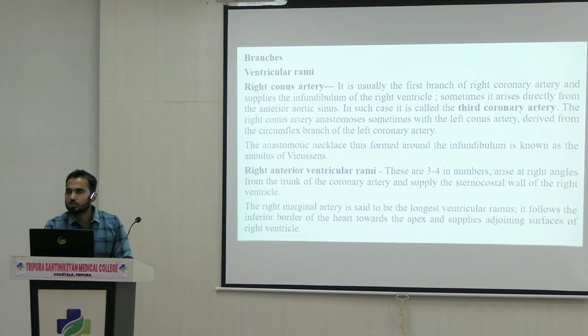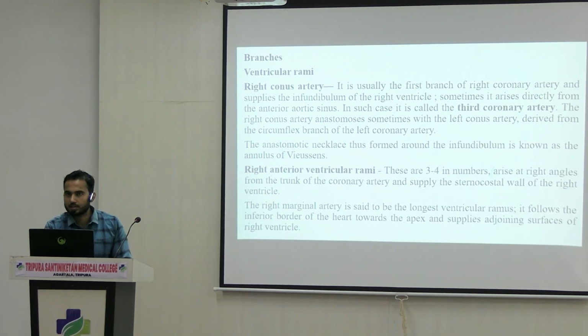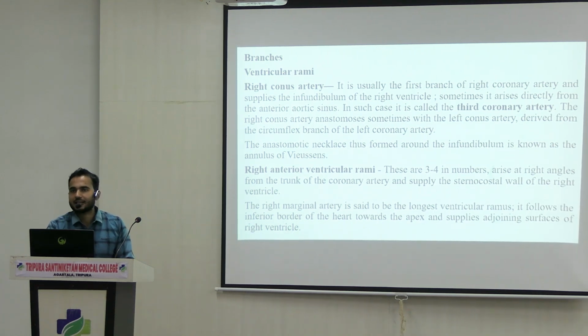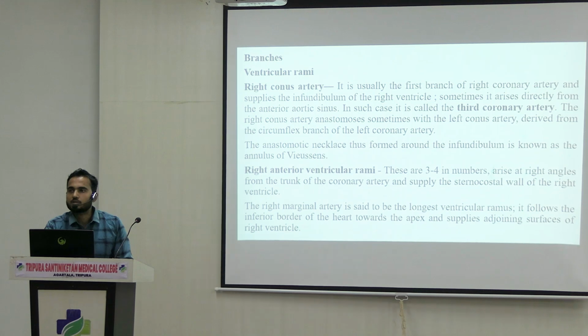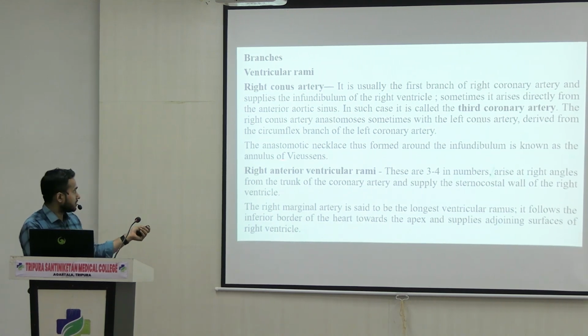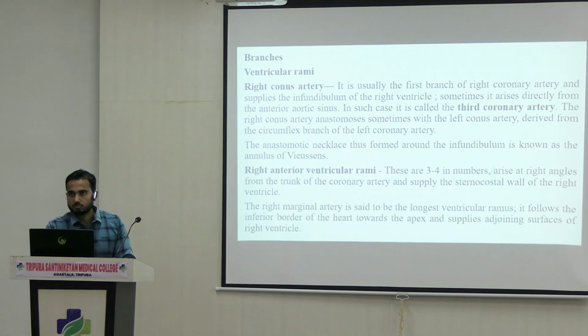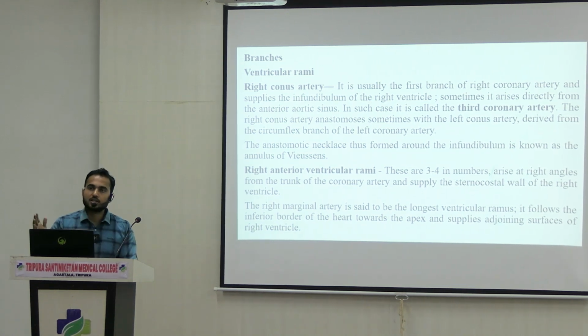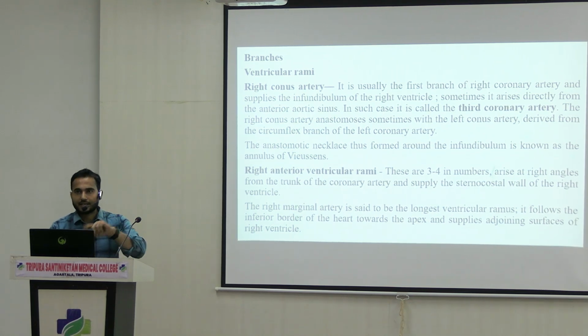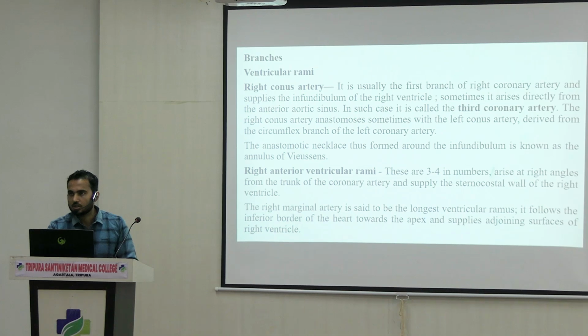Now this right conus artery will anastomose with the left conus artery. When they are anastomosing, they will form a necklace in front of or around the infundibulum of the right ventricle, and that anastomotic necklace which is formed is called the annulus of Vieussens. So see, at each and every stage, as we go further, I am mentioning that anastomosis is taking place. In this case also you have seen the anastomosis taking place.